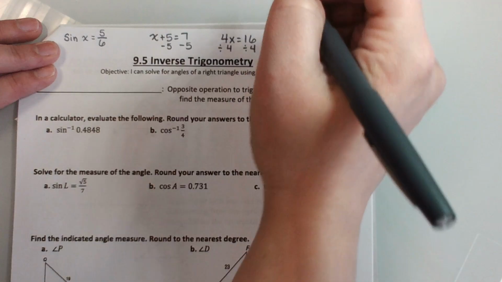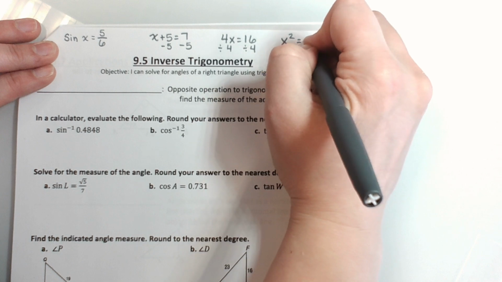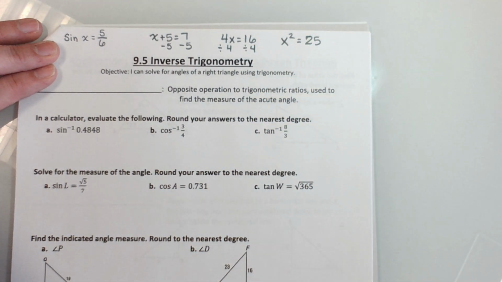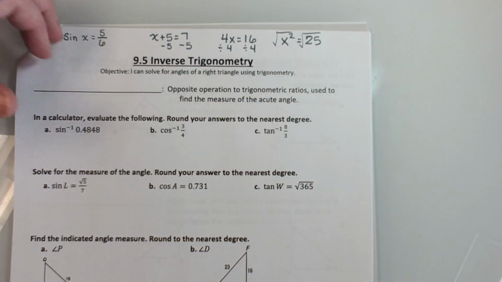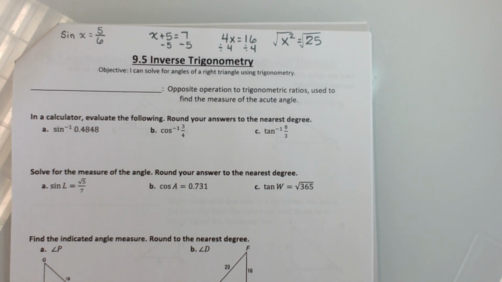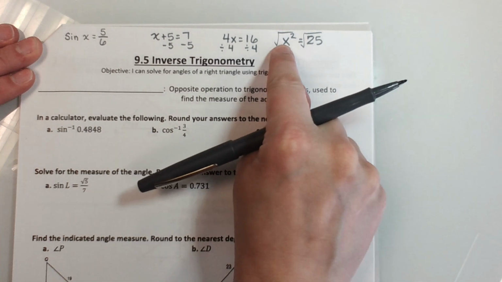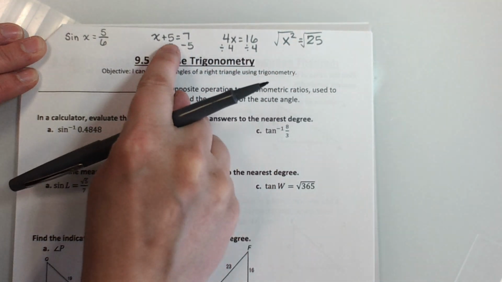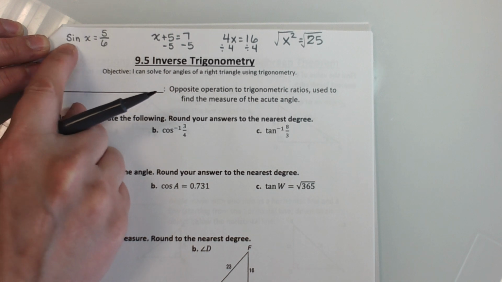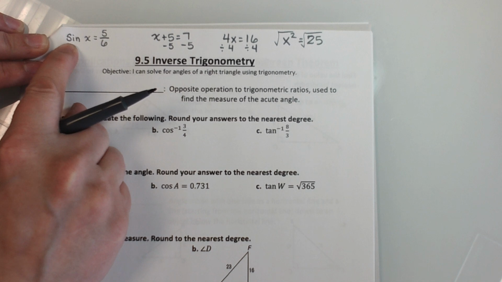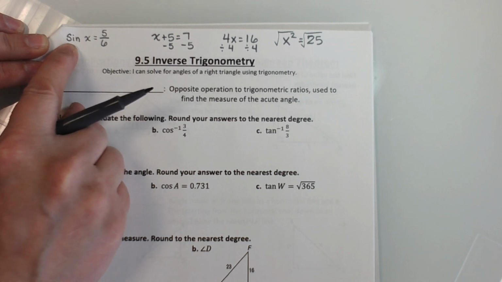Or x squared equals 25. To undo the square, you get the square root. Essentially, with each of these, you had to have its opposite operation in order to get x alone from whatever's stopping it from being alone. Stopping x from being alone here is sine. I haven't taught you what sine's opposite operation is yet. That's why we haven't solved for angles yet.